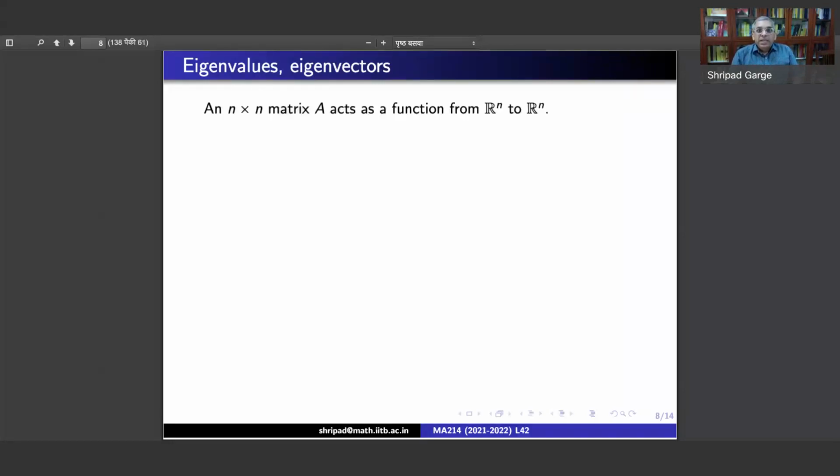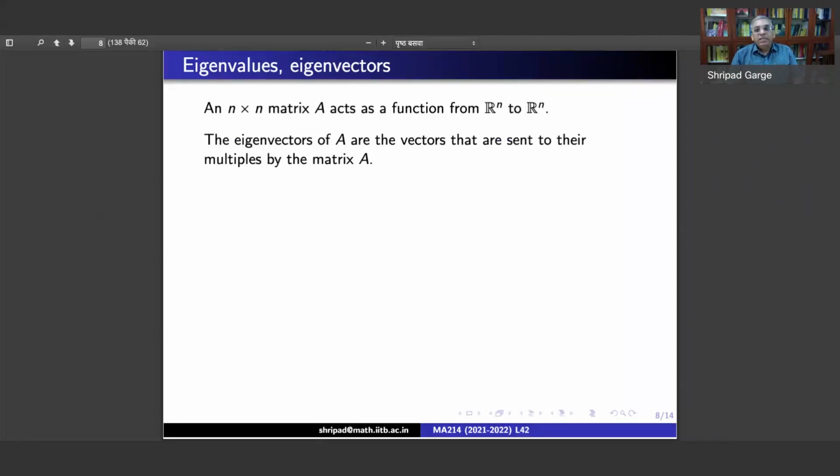So an n by n matrix A acts as a function from Rn to Rn, and the eigenvectors are vectors that are sent to their multiples by the matrix A. But is 0 an eigenvector? Because 0 will be sent to 0 by every A. And therefore, if we just take this as the definition, then 0 will try to force its way into the set of eigenvectors. But 0 becoming an eigenvector for all matrices is first of all a little bit weird, and it's of no use at all. So we don't take 0 as the eigenvector.